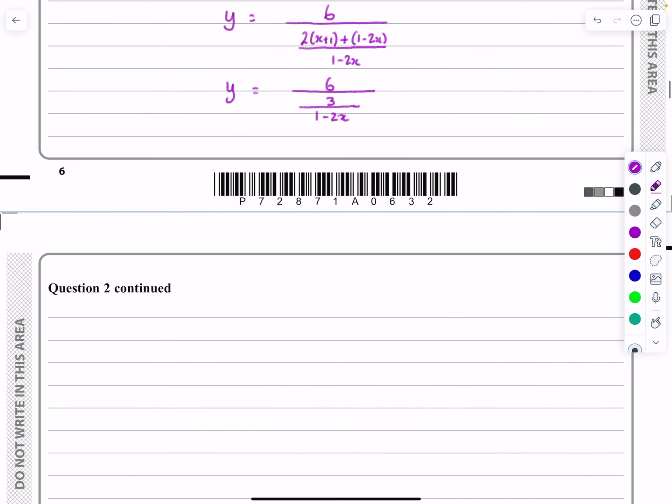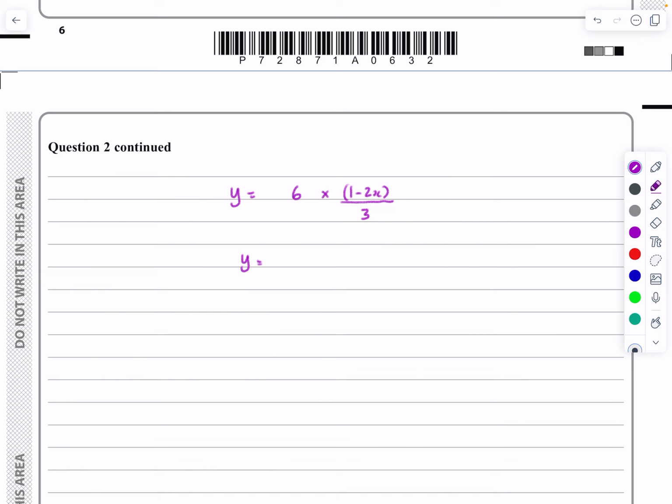If we're doing y divided by that, that's the same as y equals 6 times 1 minus 2x all over 3. If you divide by a fraction, it's like flipping that fraction upside down, which then gives me y equals 6 minus 12x over 3. As I've already done way too many steps here, actually, leave it like that. If I want to have it as a straight line, then let's just tidy that up. That's y equals minus 4x plus 2, which is a straight line.